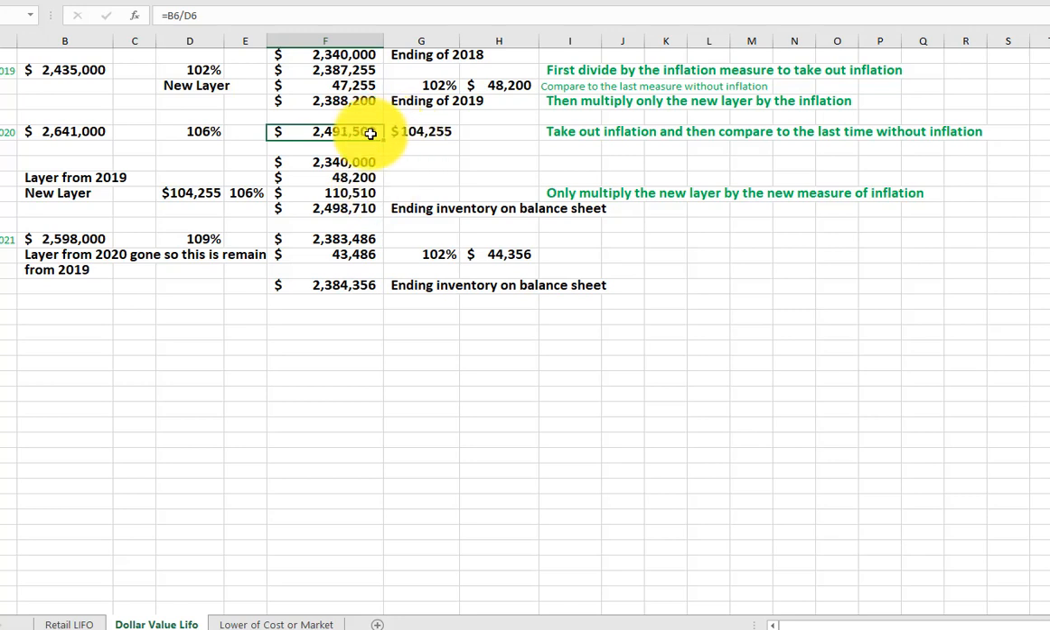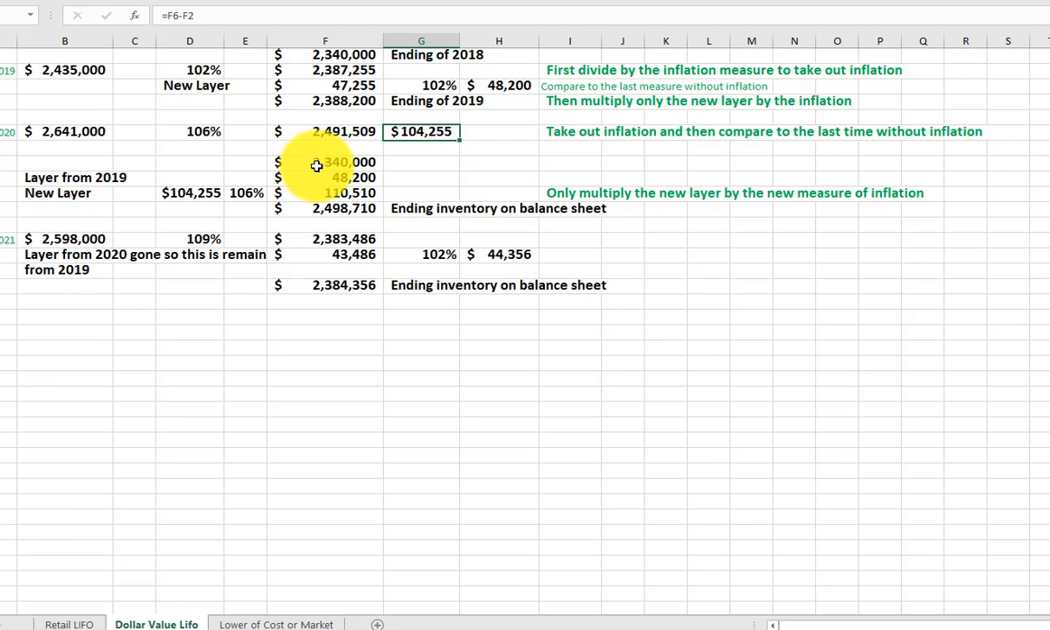We compare it to the last time we had no inflation. Not to what we ended with, but the last time we had no inflation, this number. Okay? That's what we compare to. That's our comparison. So our new layer is the difference between those two, which is 104,255.